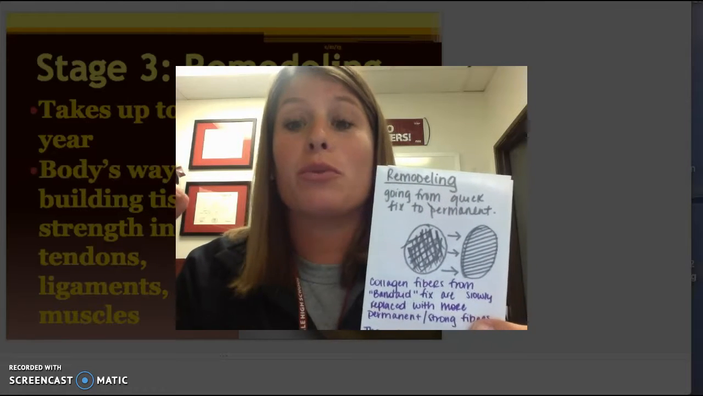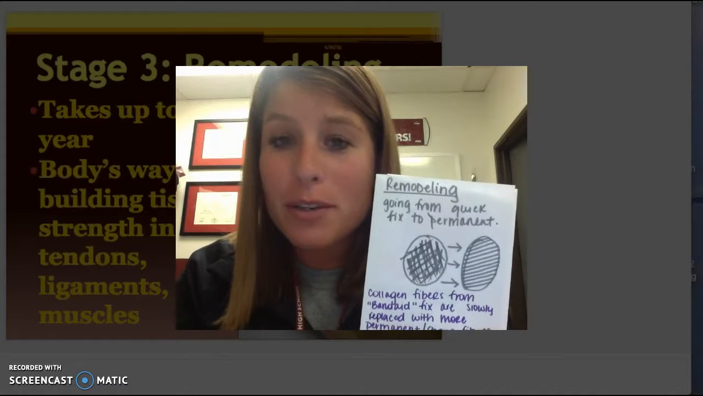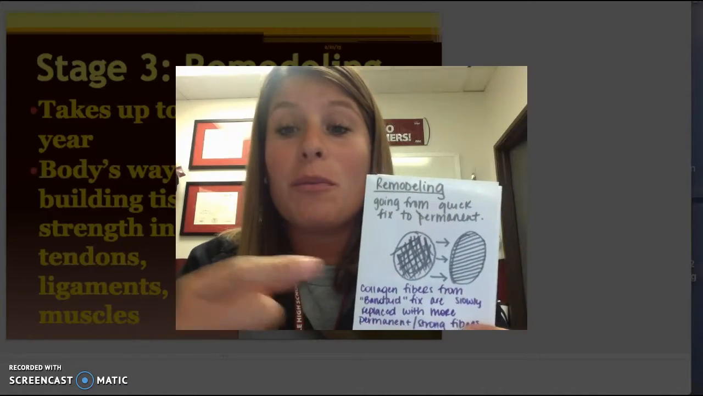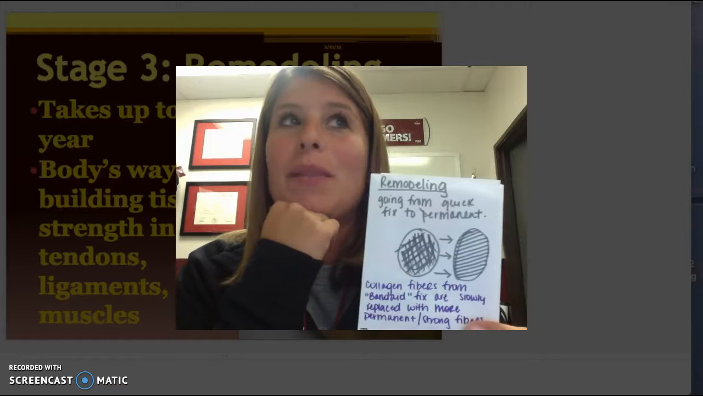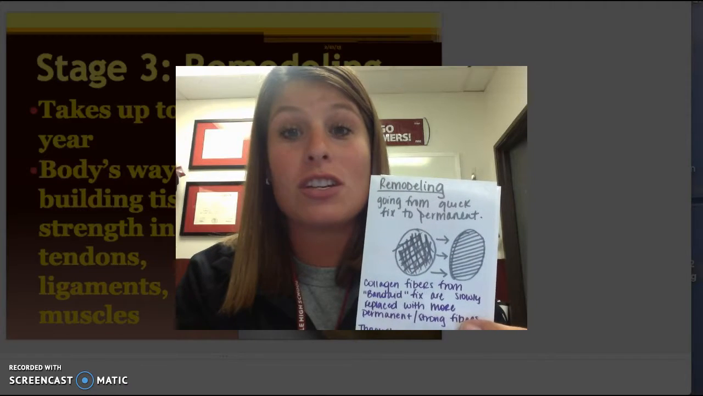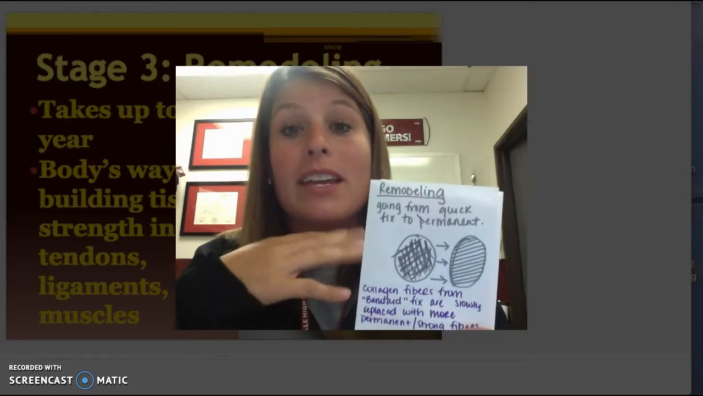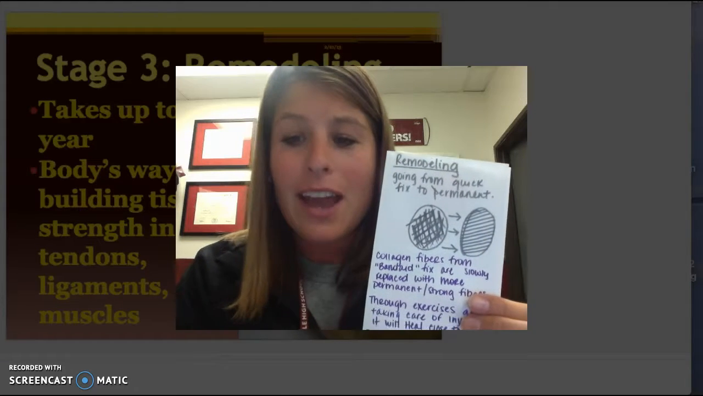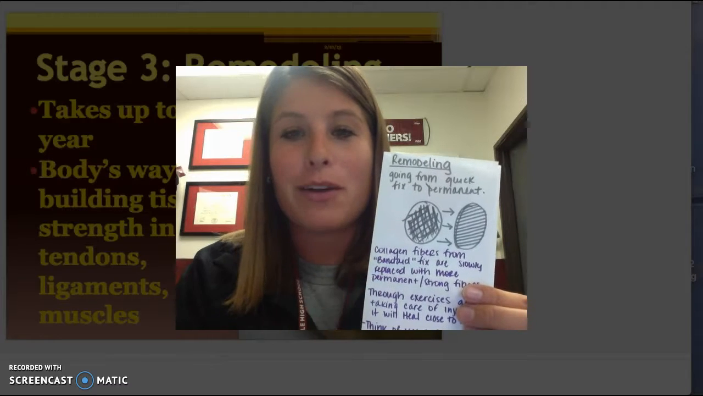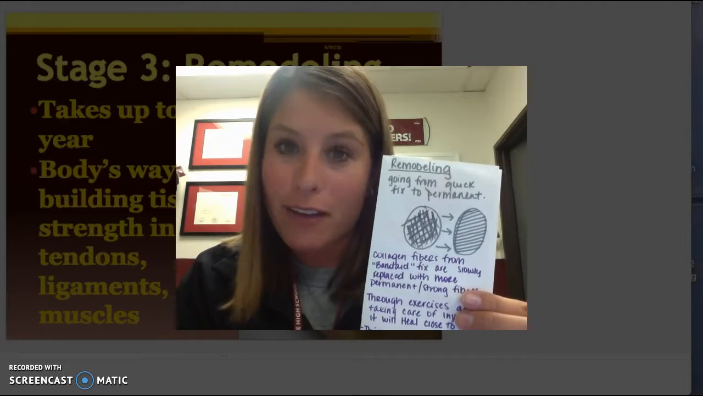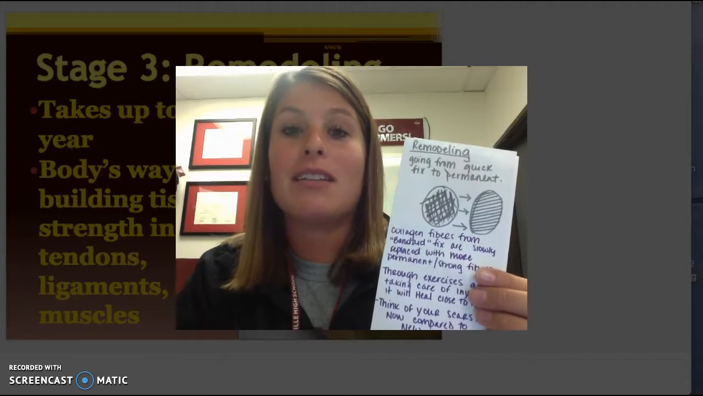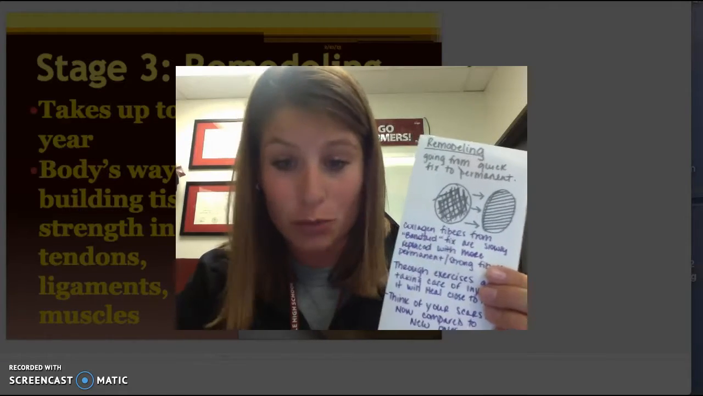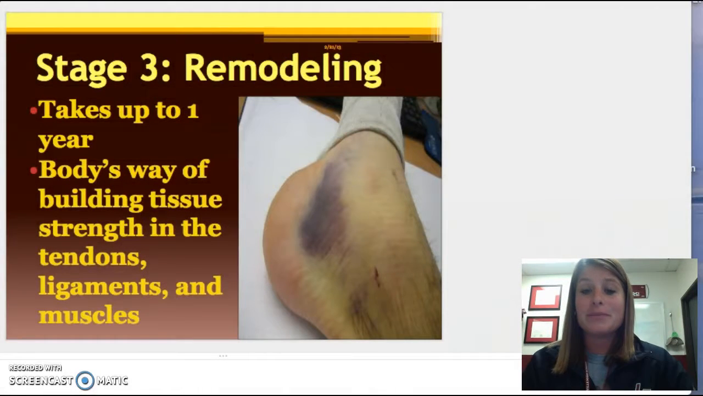For the remodeling process, we go from the messy Band-Aid fix through exercise, through the different collagen fibers that are in the area. You go from the messy to the organized. This is where our scars start to become less noticeable, and maybe the injury is able to move a whole lot better. All of that is the collagen fibers going from the quick fix in the repair phase, that Band-Aid, to the nice smooth collagen fibers that make it a whole lot like the original tissue. And that's what we covered in the first three phases of soft tissue healing.